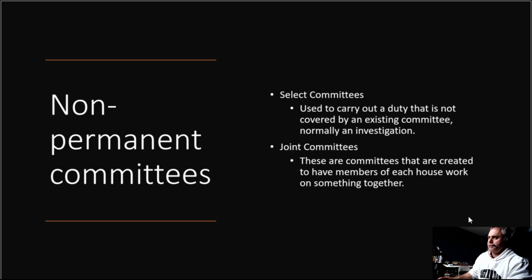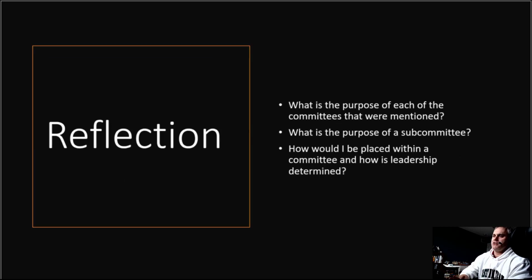And that brings us to our last reflection point here. What's the purpose of each of the committees that were mentioned? What is the purpose of a subcommittee? And how would I be placed within a committee? And how is leadership determined?